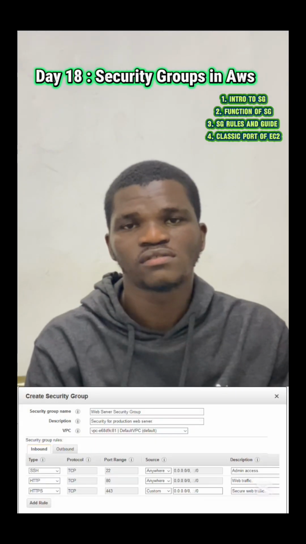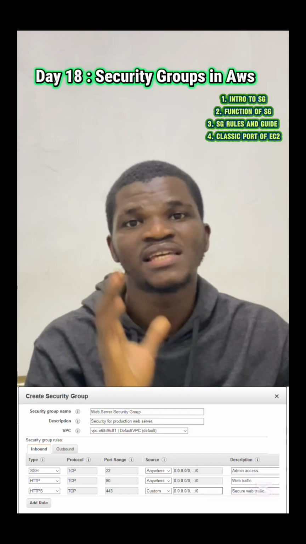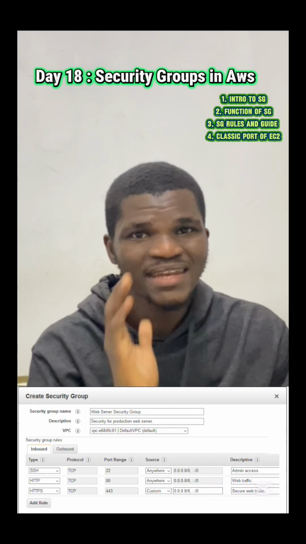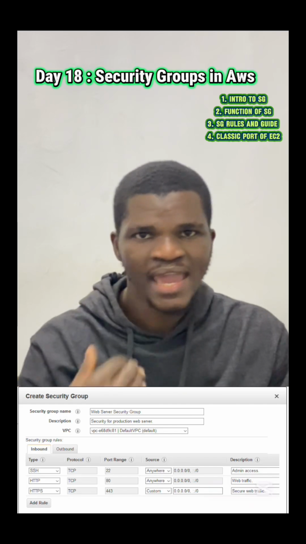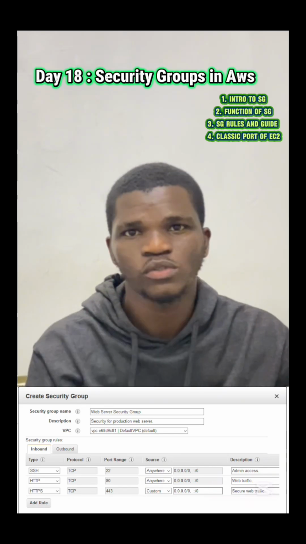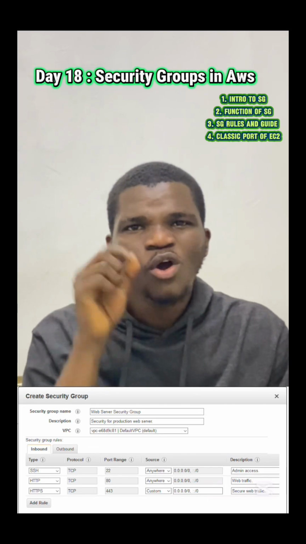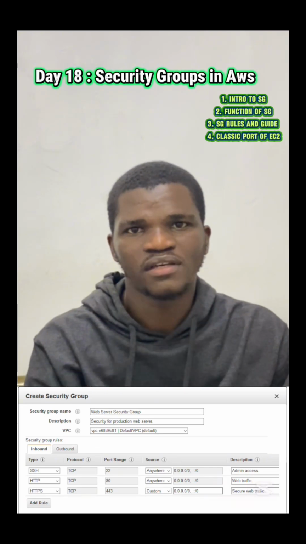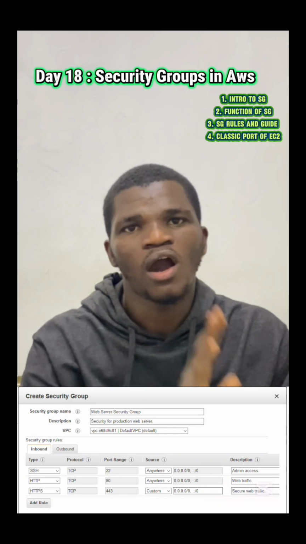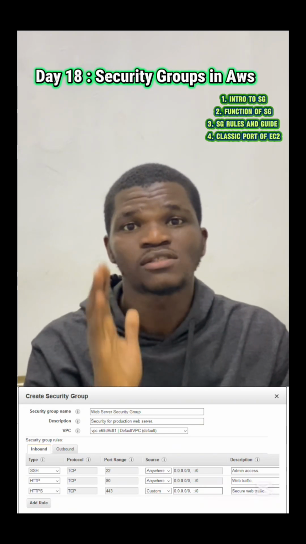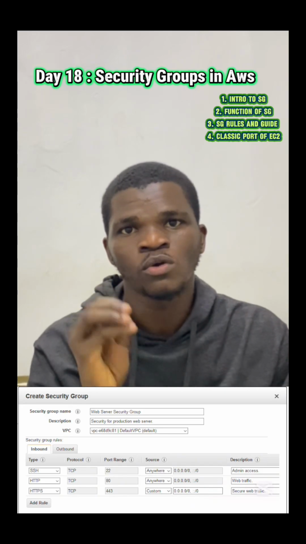Then number six, by default, all inbound traffic in EC2 is blocked. By default, all inbound traffic, like anything that wants to enter EC2, is blocked. By default, all outbound traffic in EC2 is authorized, and that's why it is always set to the global IP 0.0.0.0/0.